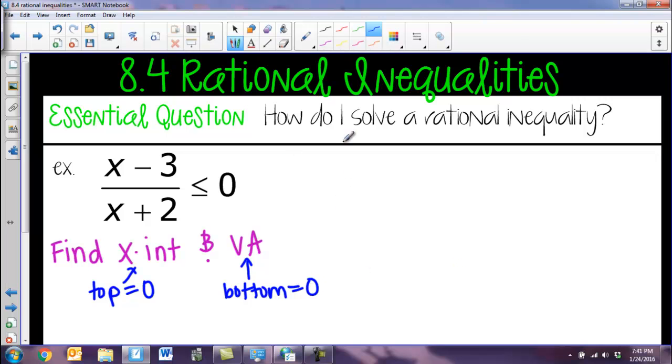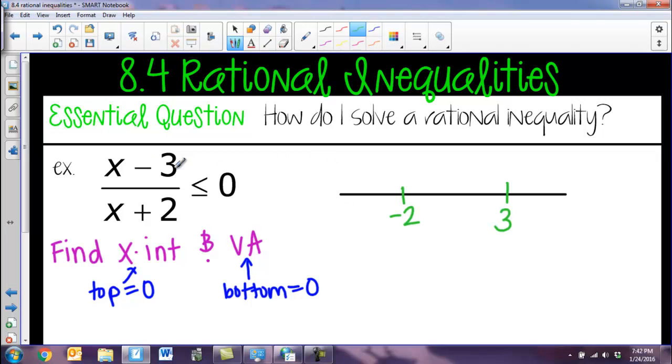So if I do that here and draw my sign chart, I'm going to make a line over here. I would have an x-intercept at positive 3 if I set the top equal to 0. And if I set my bottom equal to 0, I would have a vertical asymptote at x equals negative 2. So we do the same thing we used to do with sign charts: plug in a number that fits each range. Something less than negative 2 would be like negative 3.